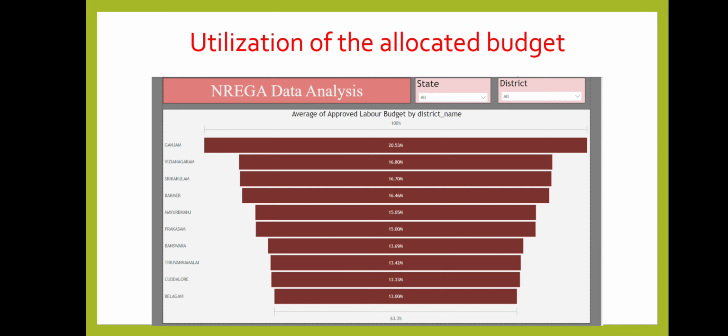Next, we see the utilization of allocated budget. Here we have used the funnel graph, and we see the average of approved labor budget by different district names.